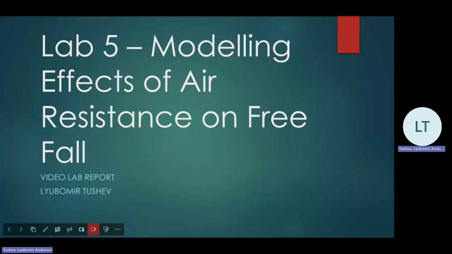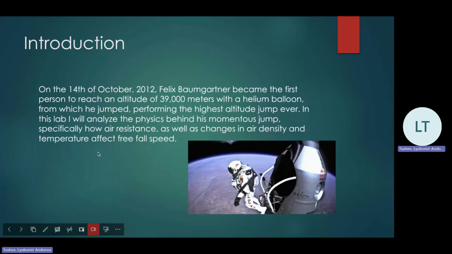My Lab 5: modeling effects of air resistance on free fall, video development. In this lab, I'll be looking at Felix Baumgartner's monumental jump from 39,000 meters, which is the highest jump made by a human recorded in human history. I'll be analyzing the physics behind his jump, specifically how air resistance, as well as changes in air density and temperature, affect his free fall speed.